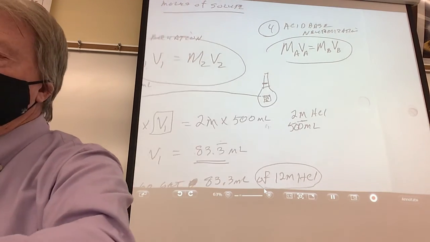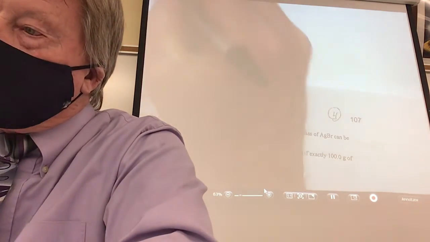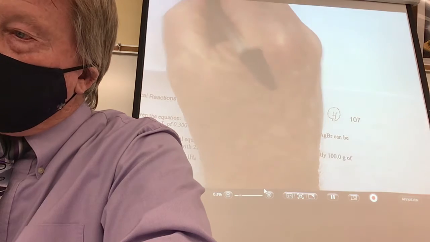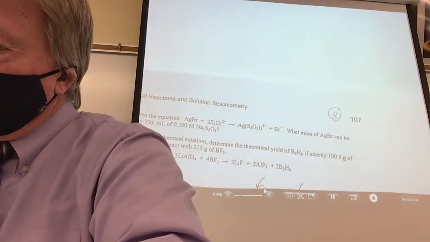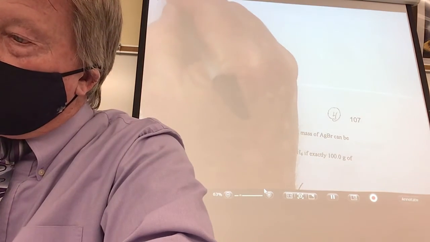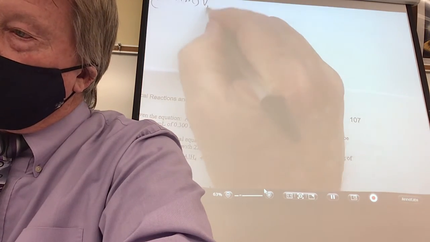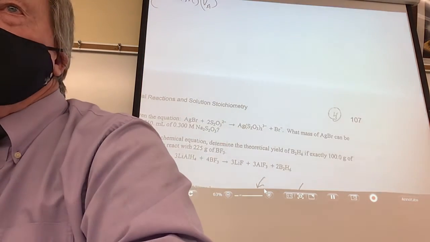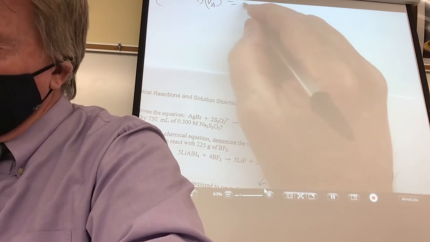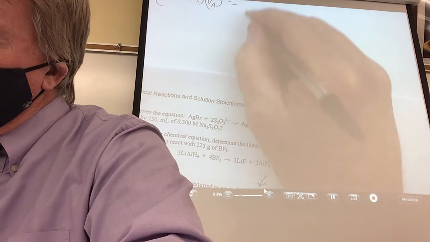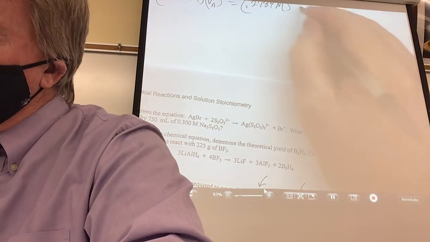Let's try it. All right, here we go. The molarity of the acid times the volume of the acid has to equal the molarity of the base times the volume of the base. The molarity of the acid is 0.1379 molar. The volume of the acid, I don't know. I have to figure that out, don't I? What is the molarity of the base? 0.2789 molar times the volume of the base.